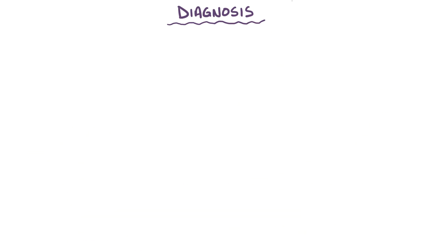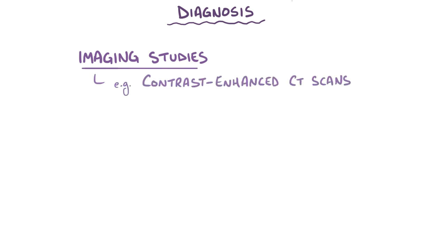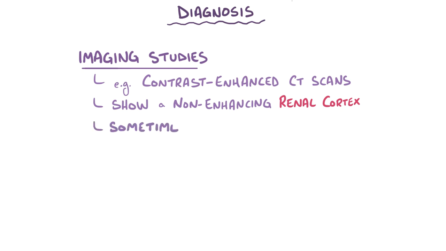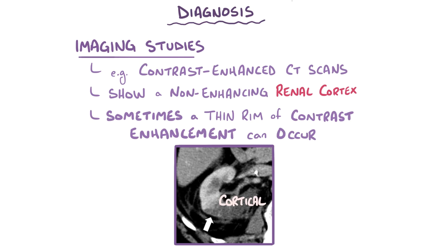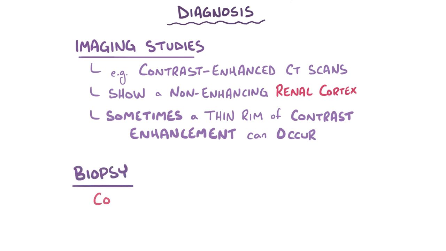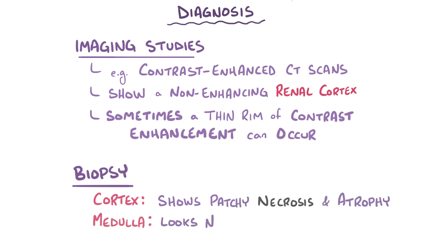Since there's no blood flow to the renal cortex, imaging studies like a contrast-enhanced CT scan usually show a non-enhancing renal cortex. Sometimes a very thin rim of contrast enhancement can happen, and this is known as the cortical rim sign. In a biopsy, the kidney cortex might show patchy necrosis and atrophy, whereas the renal medulla looks pretty normal.